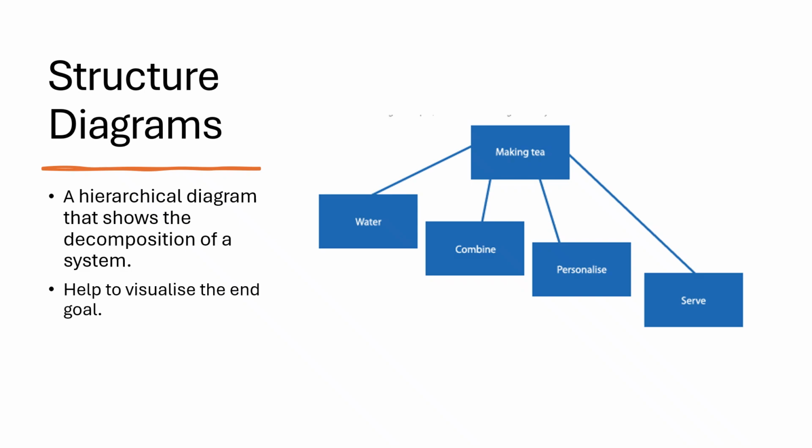The different components that we have now achieved through the analysis stage are furthermore divided into a hierarchical diagram that shows the decomposition of the system and helps to visualize the end goal. And this is our structure diagram. Let's take the example of making the tea that we discussed earlier. What do we need in making the tea? Water, combine, personalize, and serve. So these are the four processes that the tea making has to go through to make a final mug of tea.